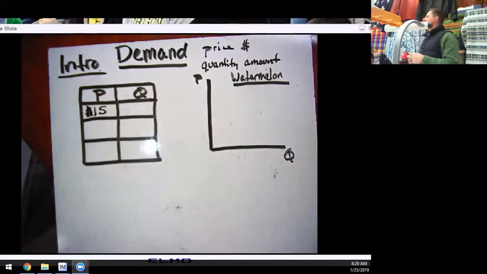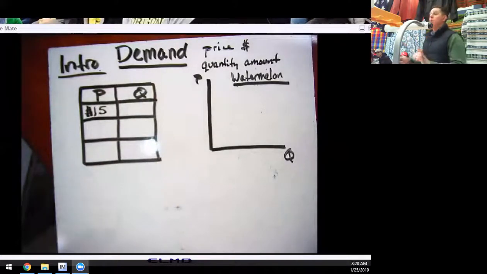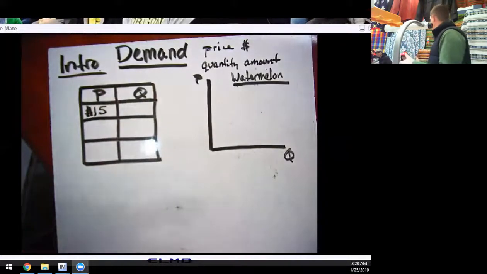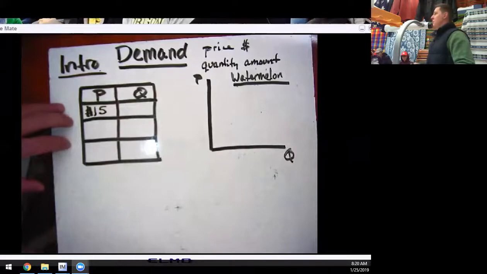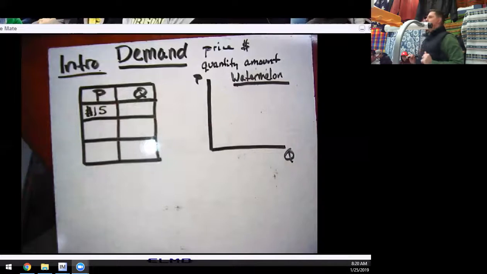Okay, let's do this. At $15 a watermelon, raise your hand if you would. And this is not just an individual survey. This is going to be a market survey for our class. An individual watermelon demand survey would just be one person. You with me? A market demand schedule, which is what we're building here, would be everybody in the market for watermelons.